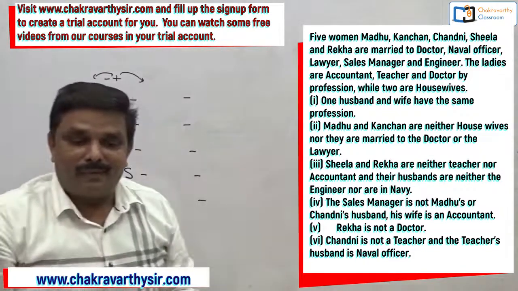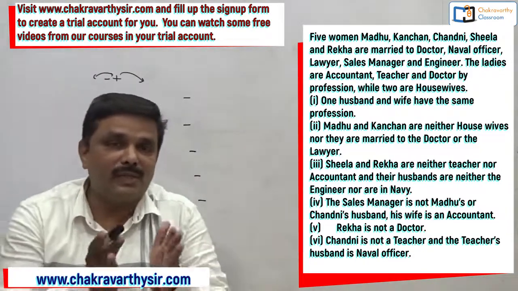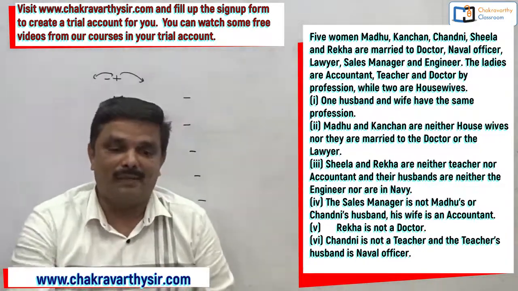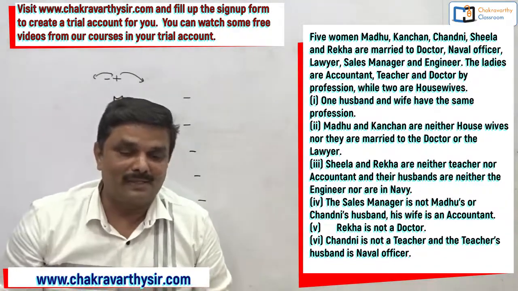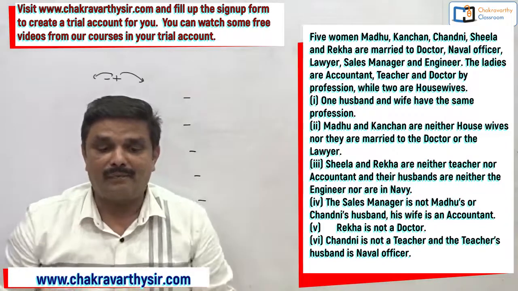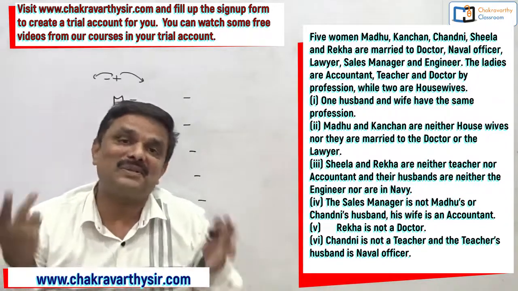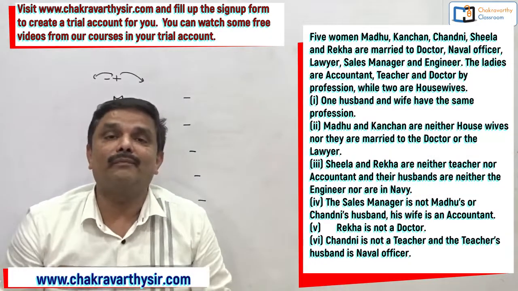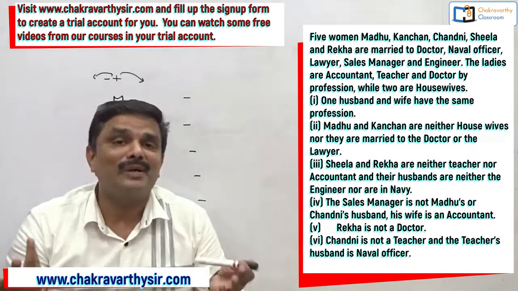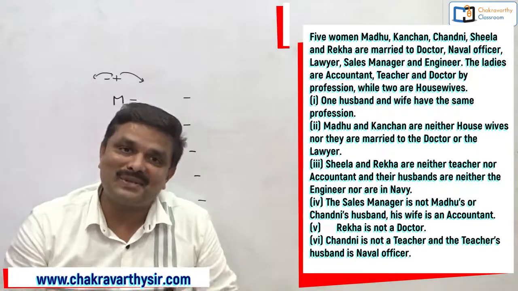Next, take the second one here, how they have given. Second means information number 1. What they have given? One husband and wife have the same profession. Now you see, the point is clear here. Now we got the idea? One husband and wife have the same profession. What is that profession? Doctor profession only.